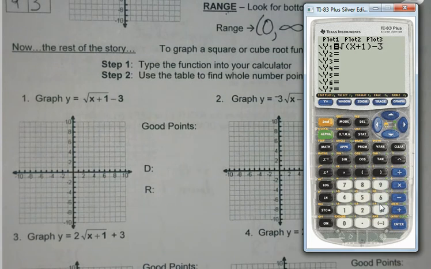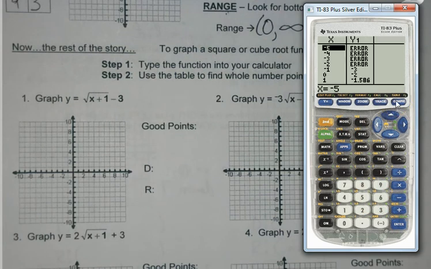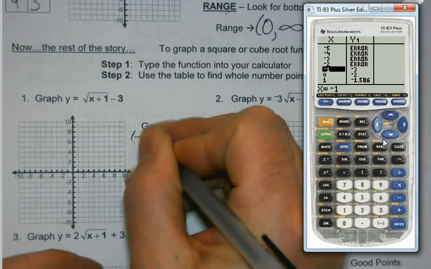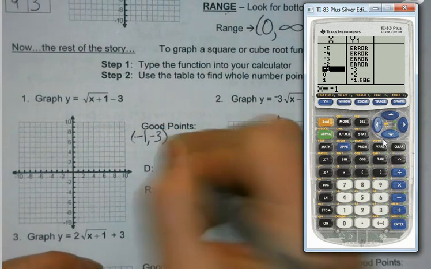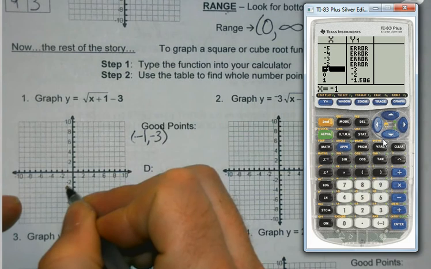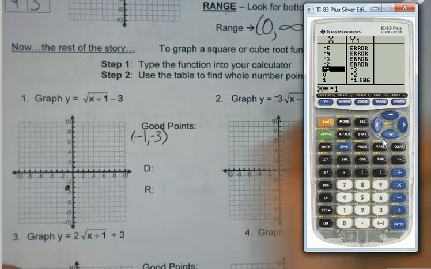So now, I'm not even going to bother going to the regular graph. I'm going to go straight to the table. So I'm going to do second graph, gets me the table. And I can start looking. And I'm like, okay, where do we start here? My good points, and I'm just going to write them down, looks like -1, -3. So I'd go left 1 and down 3. Put a point. Let's see, what else?